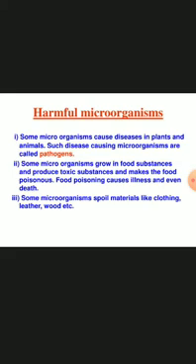Some microorganisms grow in food substances and produce toxic substances and make the food poisonous. That means some microorganisms grow in food substances and produce some toxic, toxic means poisonous, substances and make the food spoil. Food poisoning causes illness and even death. Some microorganisms spoil materials like clothing, leather, wood, etc.